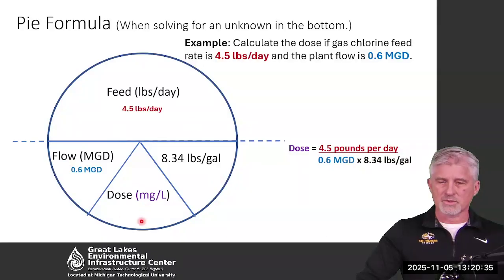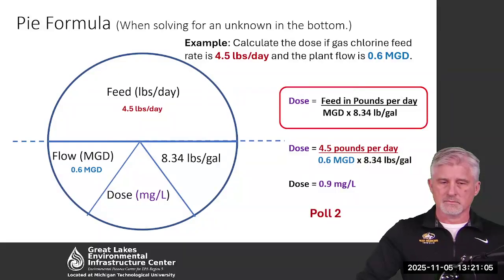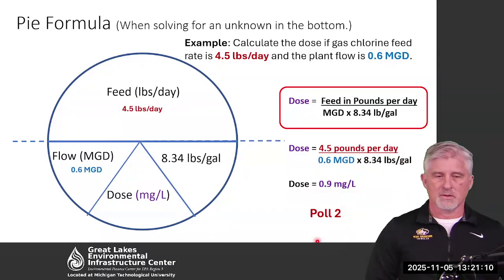So in this case, we're looking for dose. So we take our feed, put that on the top, and we divide by the multiplication of the flow and the 8.34. It's pretty much the same formula that we had talked about before. The dose equals feed in pounds per day divided by the million gallons a day times the weight of water. So the answer is 0.9 parts per million. All right, so that was quick. We're already on to our second poll.